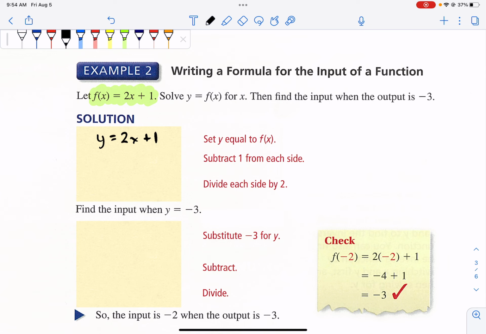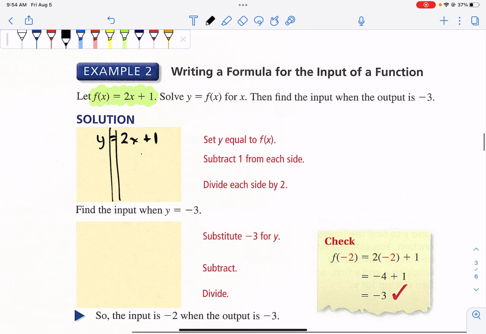And what I want to do is instead of a y equals problem, I want this to be an x equals problem. So I'm going to do my railroad tracks, and instead of y being by itself, I want x to be by itself. So I'm going to subtract 1 from both sides, and I get y minus 1 equals 2x. Then I'm going to divide both sides by 2, and y minus 1 all divided by 2 is equal to x. And you've got to be really careful when you divide by 2. Don't just divide the 1. You have to divide the entire side by 2, guys, okay?